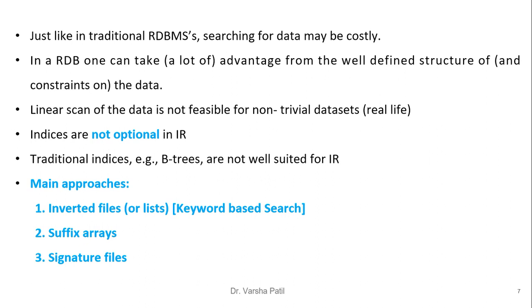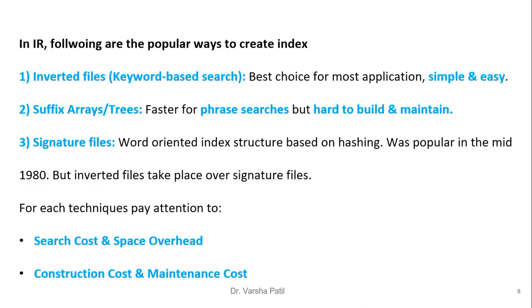and those options are nothing but inverted files, suffix arrays and signature files. So these are the three methods mainly used for indexing in an IR system. Traditional indices like B-trees also exist, but they are not suited for information retrieval systems. In IR, the following are the popular ways to create an index.